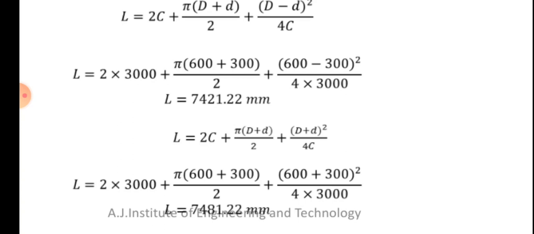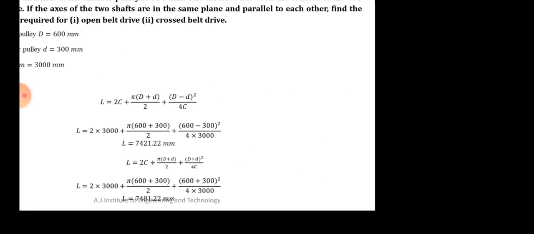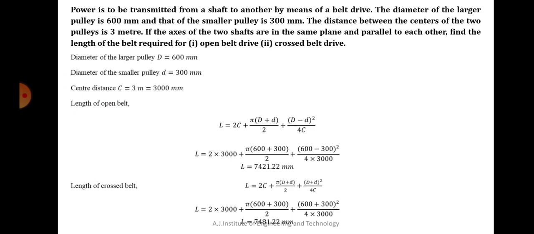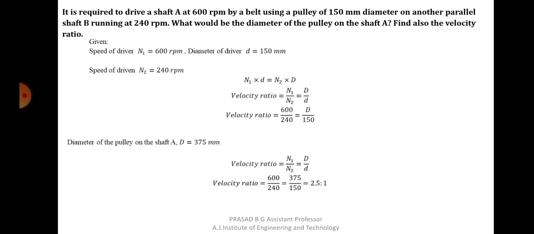So length of open belt drive will be 7421. Length of cross belt drive will be 7481. Okay, so that should be the answer. Then we will go for the next problem.